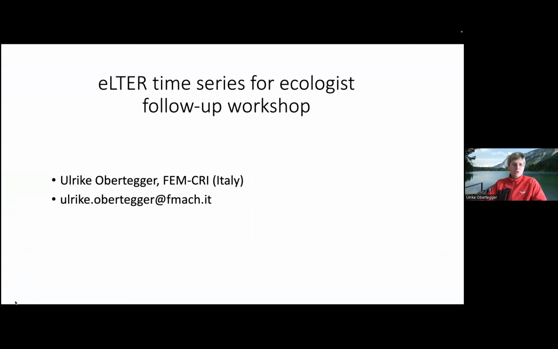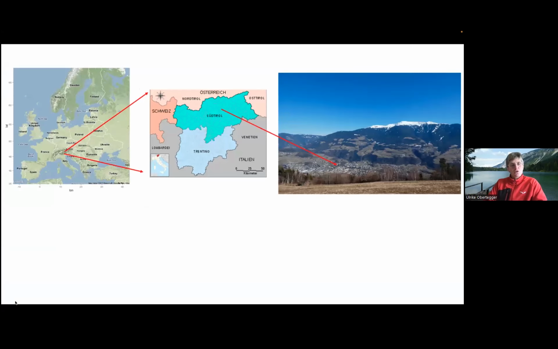My name is Ulrike Obertegger. I'm working at the Edmund Mach Foundation in Italy, and you can see also my email address. I'm responsible for the long-term ecological research site Lterlover in Italy. I'm located in northern Italy, close to the border of Austria, and with the red arrow, you see where I'm actually sitting, and this is the landscape around my home city. It's not that big actually.